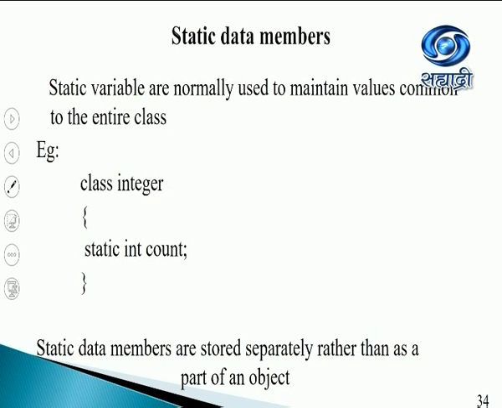Next one, the static data members. Static members are usually used to maintain some values that are common to the entire class. Suppose I've taken here an example, class integer, static int count. Count will be a variable where I want to count the number of times I've created the object. So it should be common to all the objects that are there. So for static members, only one copy will be created and that will be shared.